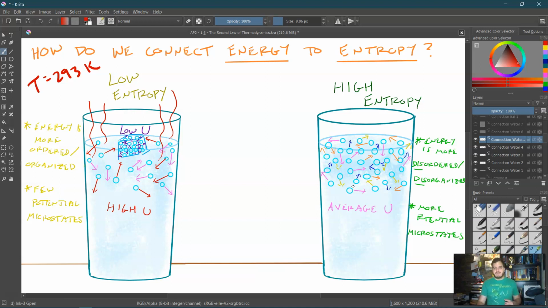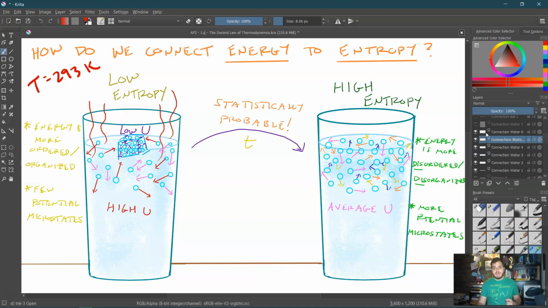For the room temperature water, this is a high entropy system in comparison to this system, because the energy is more disordered and disorganized, because it has now been kind of equalized throughout, and there are more potential microstates. I could literally move any two of these molecules and have a brand new microstate, and I can do that pretty much any which way, and there would be trillions upon trillions upon trillions of options.